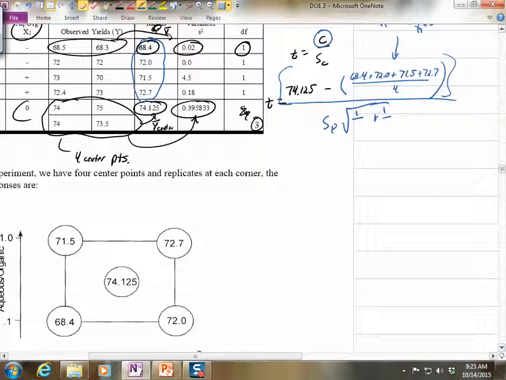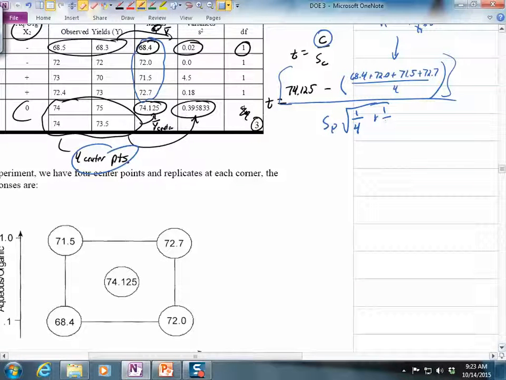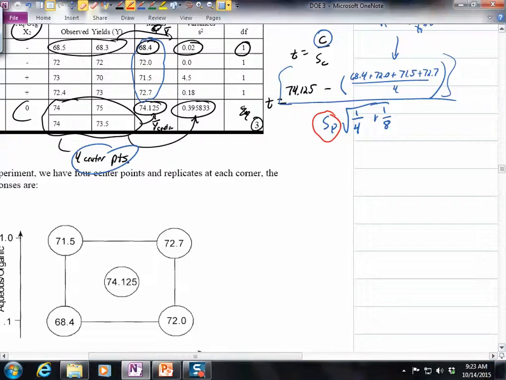What's n sub C? 4 data points. What's n sub F? How many data points at the corner? 8? Good. There we go. We're almost there. The only thing that we need now is our pooled variance and then our pooled standard deviation.